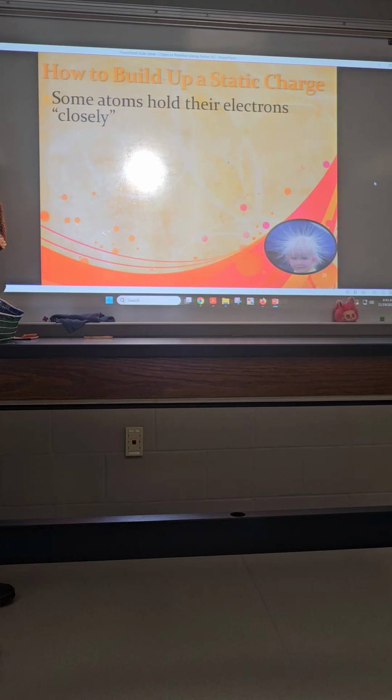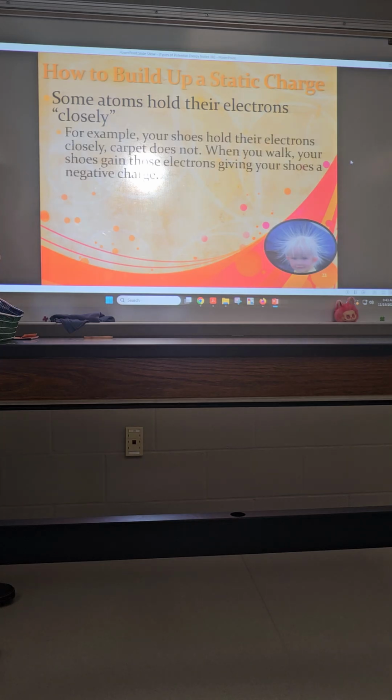Okay. And so some atoms are going to hold their electrons more closely. So for example, your shoes, they hold their electrons closely, but the carpet does not. So when you walk, your shoes can steal or take some of those electrons and give your shoes a negative charge, leaving the carpet with a positive charge.